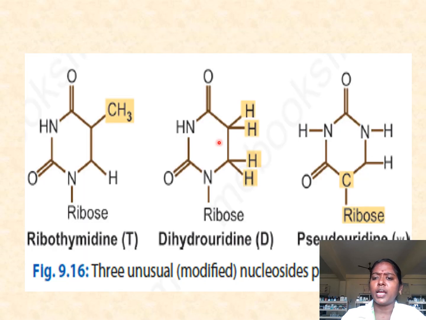The modified or unusual bases seen in the transfer RNA are ribothymine, dihydrouridine and pseudouridine. All these three modified nucleotides are obtained from the nucleotide uracil. Uracil undergoes modification and produces the unusual nucleotides ribothymine, dihydrouridine and pseudouridine. In ribothymine, we have a methyl group CH3 here and a sugar molecule ribose. That's the name, it becomes a ribothymidine.